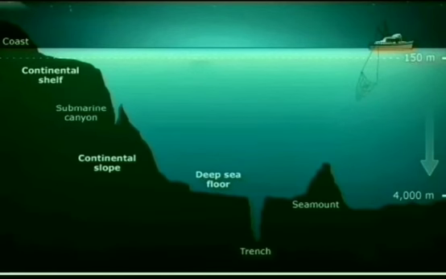We will look at the sequence of landforms and the details of major landforms on the ocean floor. As we go away from the coast, the structure of the ocean floor changes. We can see this in figure 4.2, which is given on page number 25.